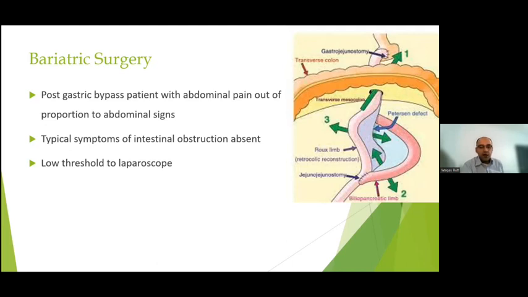Again, CT is not very good at diagnosing these either. So I think that should be my last slide. We've just sprinted through all the topics, so now you have plenty of time to ask questions.